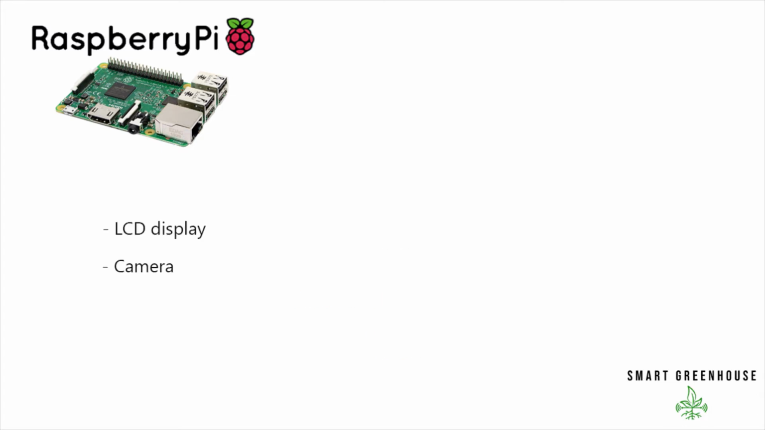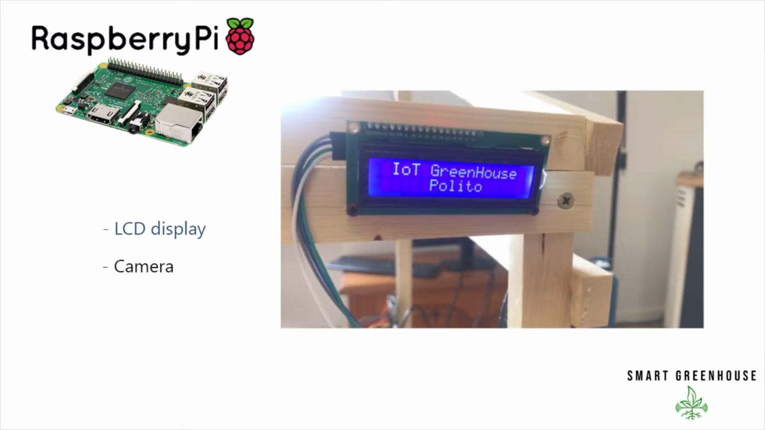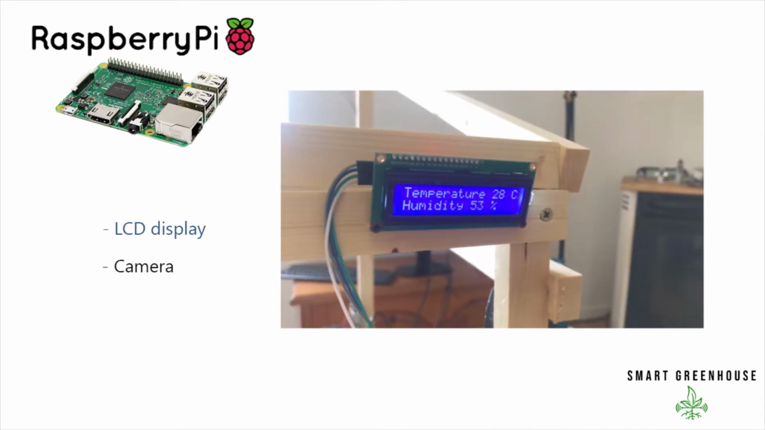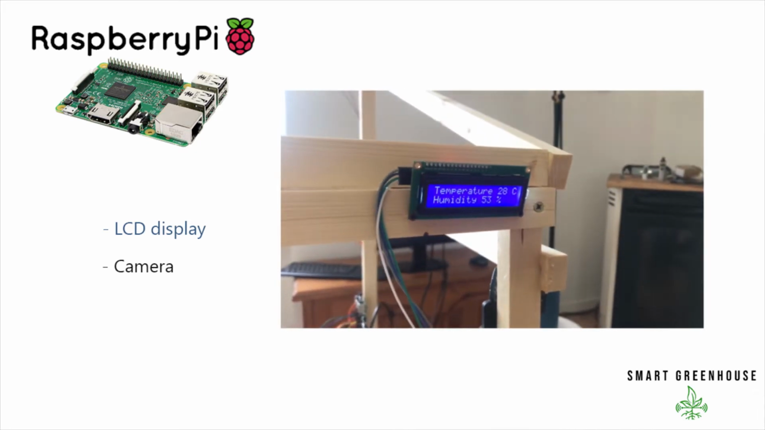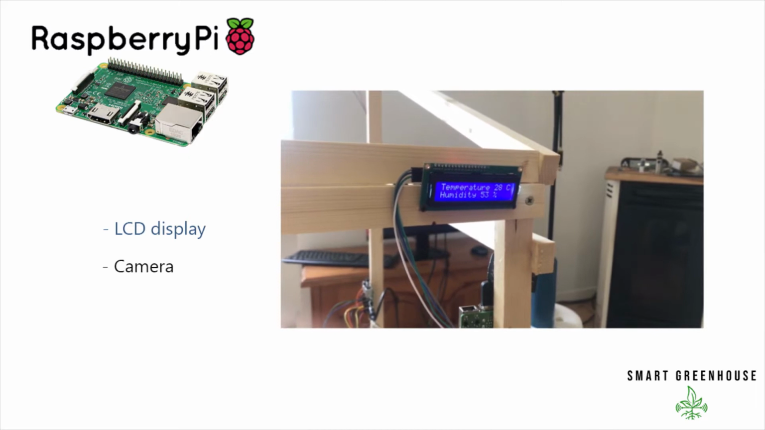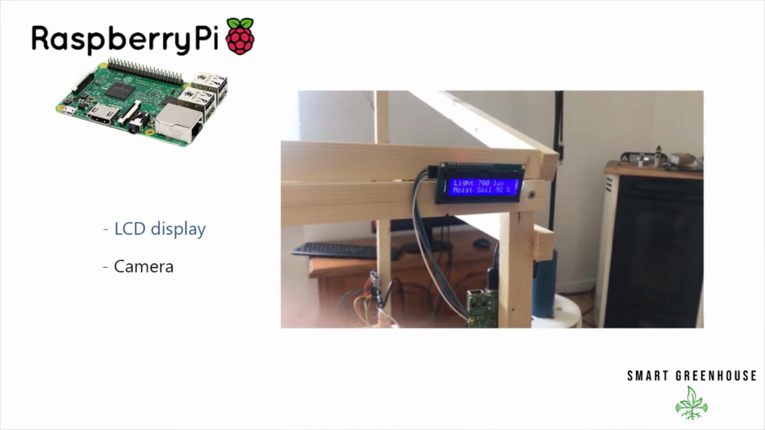The last two components related to the Raspberry Pi device are the LCD display and the camera. The LCD provides an immediate interface of the main measurements of the greenhouse. It communicates with the sensor microservices through MQTT.